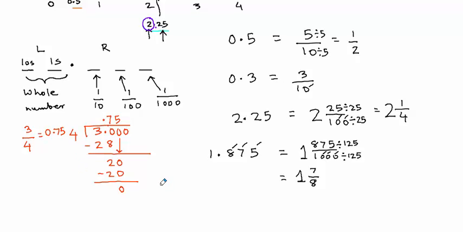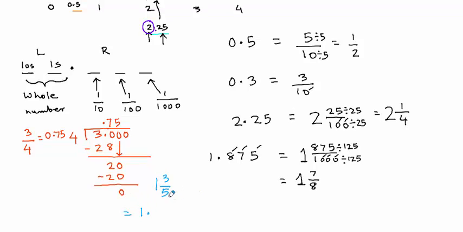Similarly, the mixed number 1 and 3/5 is the same as the decimal number 1 point. The whole number remains the same. To find the decimal portion, divide 3 by 5. 3 divided by 5. 5 cannot divide 3. Therefore, put down the decimal point. Write down a 0. 30 divided by 5 is 6.